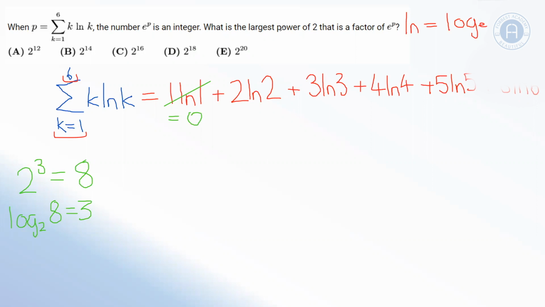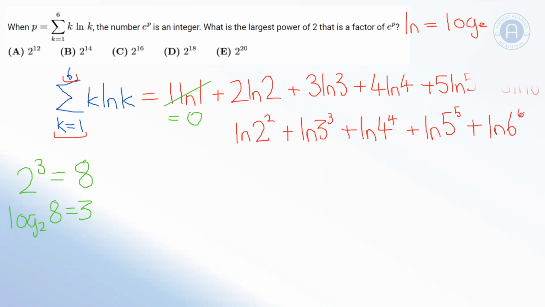The other rule we looked at with our logarithms earlier this week is that if I have a coefficient in front of the logarithm, we can raise whatever's in our logarithm to that power. So with this here, 2 ln 2 can become ln of 2 to the power of 2. Then we get ln 3 to the power of 3, ln 4 to the power of 4, ln 5 to the power of 5, and ln 6 to the power of 6.